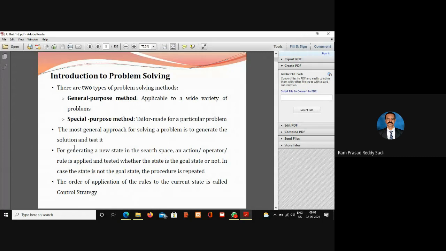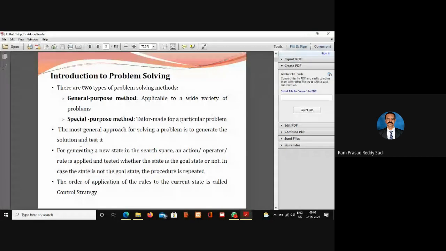Okay, so the most general approach for solving a problem is to generate the solutions, that is, all possible states, which we normally call the state space, and then move ahead. Apply those steps that are available in the state space and try reaching a solution.